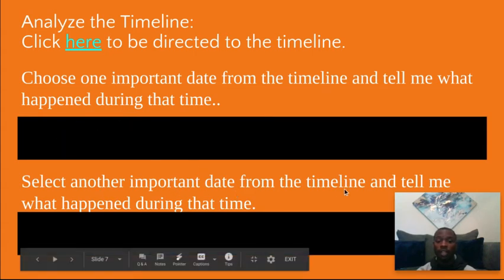Select another important date from the timeline and tell me what happened during that time. So you're actually choosing two different dates from the timeline and writing what happened here. Let's get started.